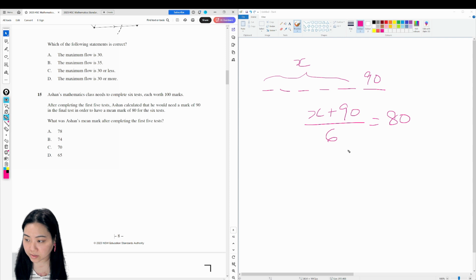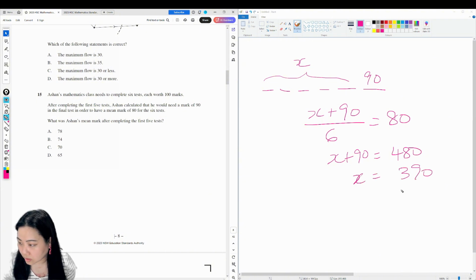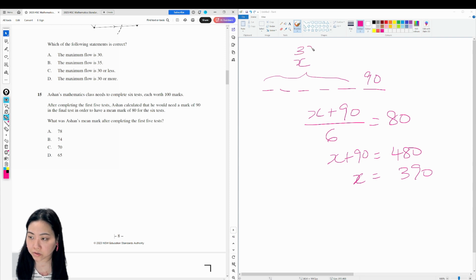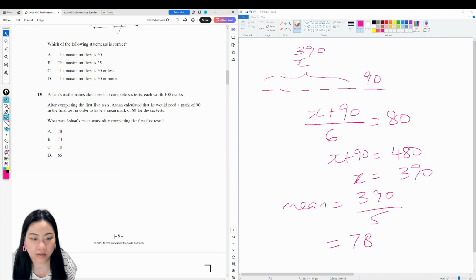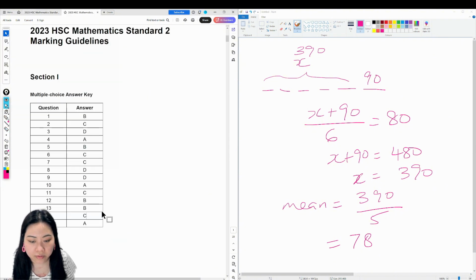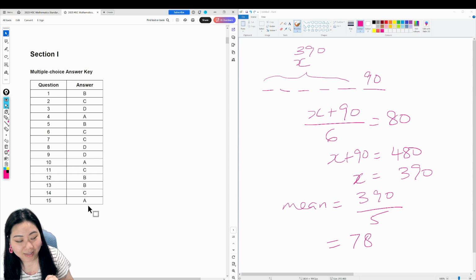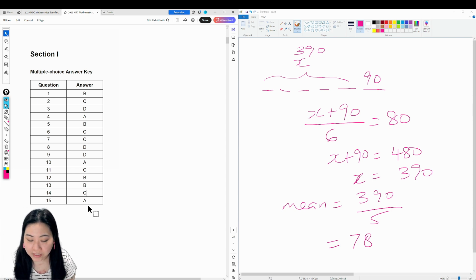So we solve for x. X plus 90 is, oh my gosh, 480, so x is equal to 390. This means his total for the 5 scores he had before was 390. Therefore, the mean of the 5 tests would be 390 divided by 5, and that would be 78. A. 15A. Let's check. Always check every question. 15A. That concludes the multiple choice. Let's go to the short answer questions.